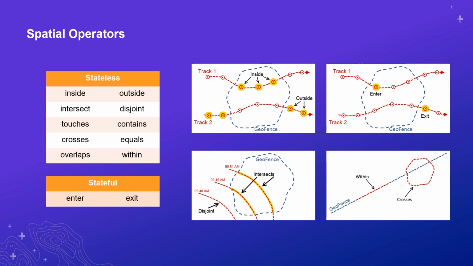Illustrated here are a dozen different spatial operators you can use to configure a spatial expression. You can configure a filter or a processor to do something when an event record's geometry is inside or outside a specified geofence. The operations intersect and disjoint are equivalent to inside and outside respectively.